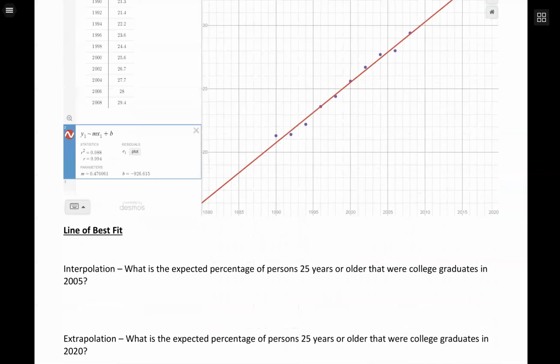So we found our line of best fit is the line where the slope is 0.4761. I'm going to round them to 4 decimal places because when we start plugging in, we want to be as accurate as possible. And then the intercept is negative 926.615.